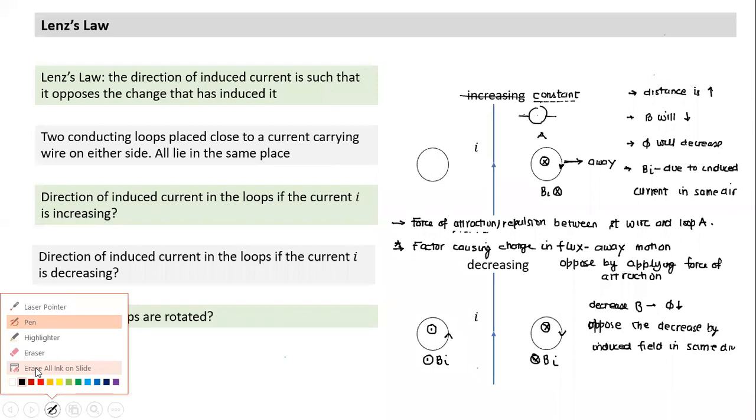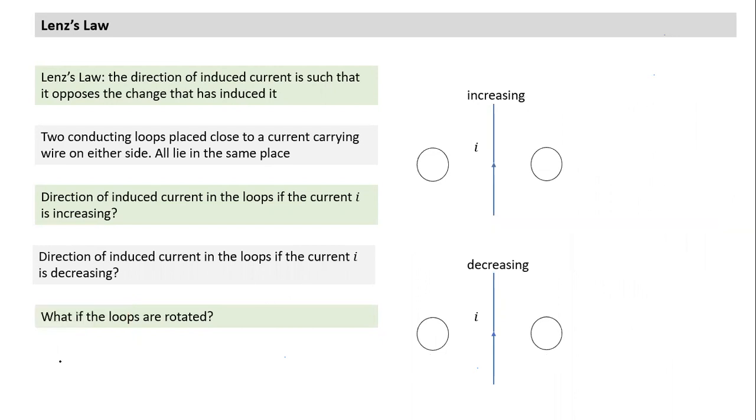I hope all of this is understood. Anybody who is not clear, would you like me to explain some part of it? So what we have done is increasing current, decreasing current, and we have also seen what happens if you move the loop away. What is the other way we can change the flux associated with the loop? One more way we can do that: what if the loop is rotated?